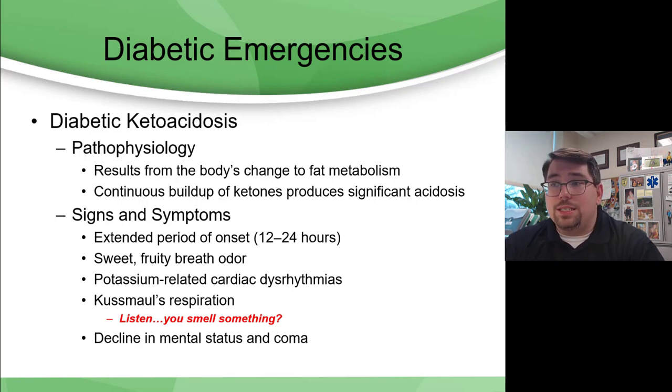How does it present? Well, the signs and symptoms you're typically going to see: it's a slower onset to build up, typically 12 to 24 hours. They have that sweet, fruity breath of acetone or cheap wine. You may even have some cardiac-related disturbances because of high levels of potassium. You're going to see Kussmaul's respirations. Those are those fast, deep respirations as they try to blow off the ketones, along with any excess CO2, to help bring down their overall levels of acidosis and raise their pH. And eventually, it will lead to a decline in mental status and a coma if left untreated, up to and including death.